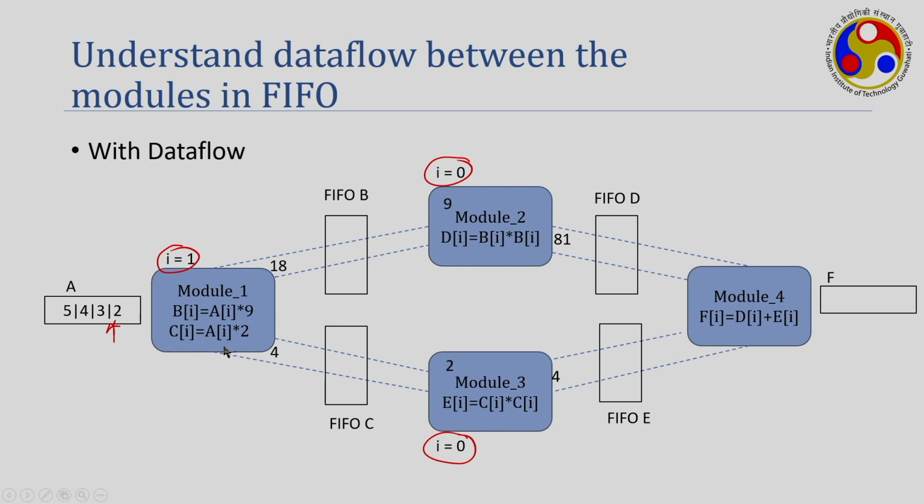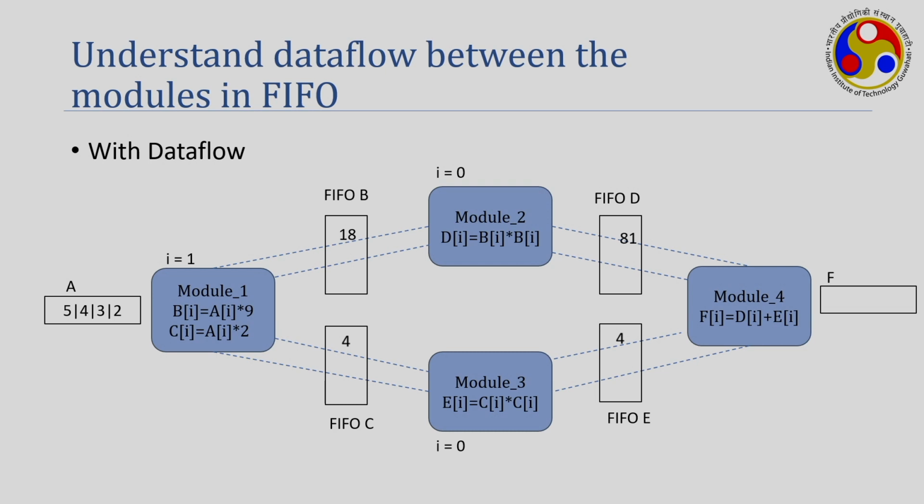So, they will produce this, and this will be written into this buffer. 18 and 4 will be written into this buffer FIFO B and C, and 81 will be written into FIFO D and 4 will be written into FIFO E, right. That is what is going to happen. So, you can see here, they got written here.